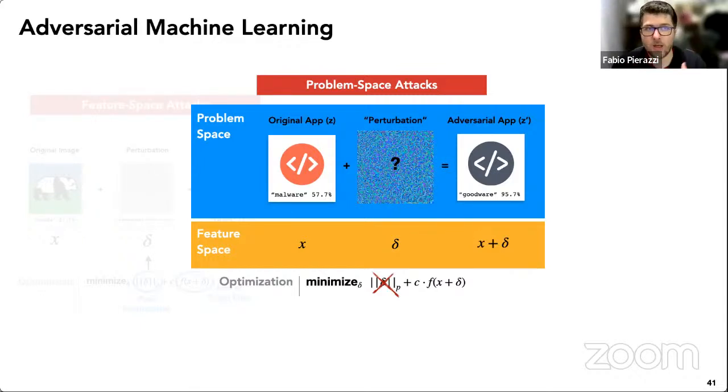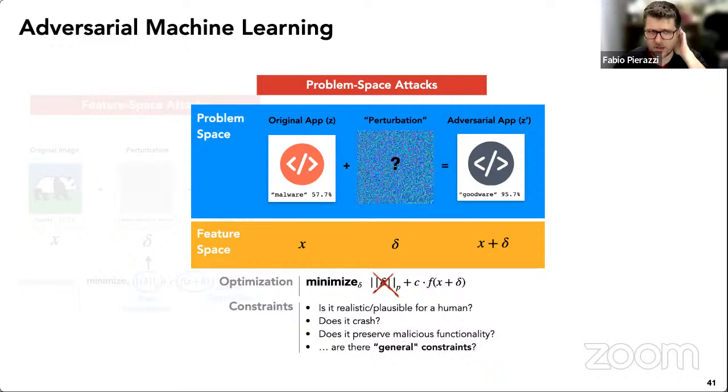What is different is that if an Android app starts weighing 1 terabyte, that becomes very suspicious, potentially even unusable. But you may have different things to take into consideration. For example, is it realistic or plausible for a human analyst? Does it crash when you execute it? Does it preserve the actual malicious functionality? Here I'm discussing the malware detection setting, but in practice, there are a variety of domains in which this can be a problem. And a lot of papers were being proposed.